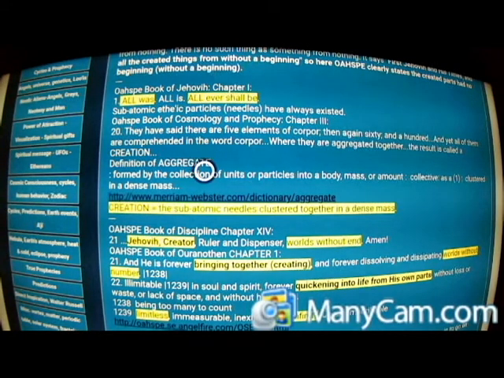Definition of aggregate: formed by the collection of units or particles into a body, mass, or amount. Collective, as one clustered in a dense mass. Creation equals the subatomic needles clustered together in a dense mass. And what brings those subatomic needles clustered together? Vortex motion and the will of Jehovah.